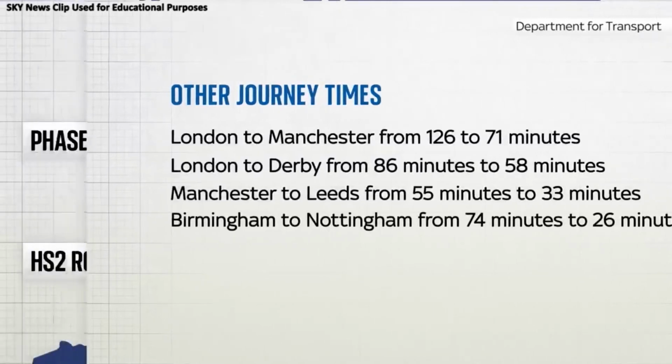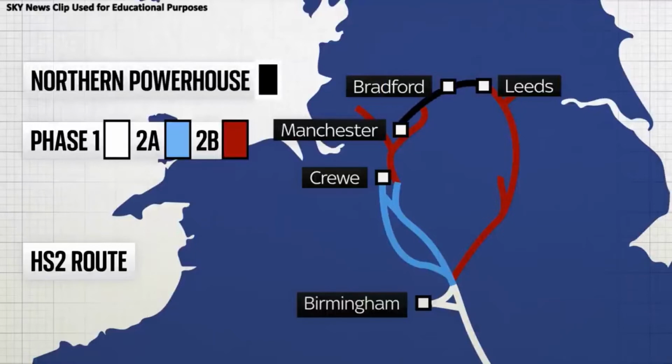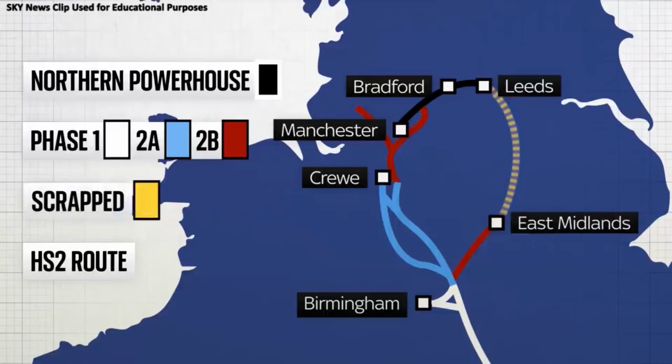But in its latest setback, the HS2 expansion has been watered down. Another rail line, known as Northern Powerhouse Rail, which would have connected Leeds to Manchester via Bradford, is not going ahead. And the eastern leg from East Midlands to Leeds will now be scrapped.